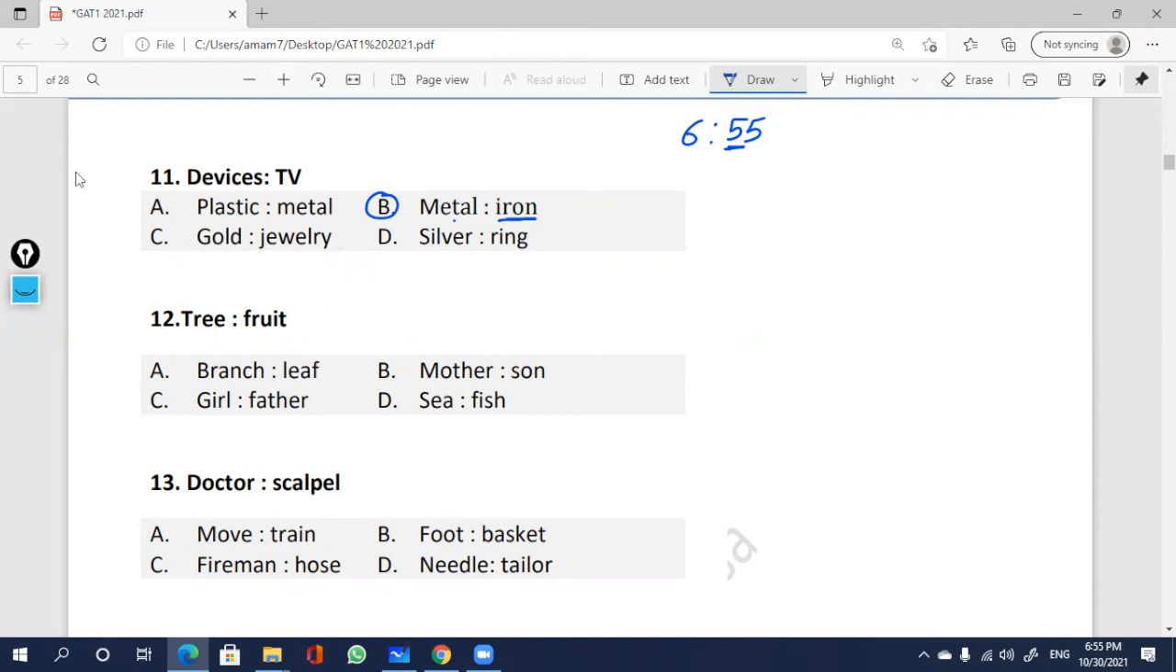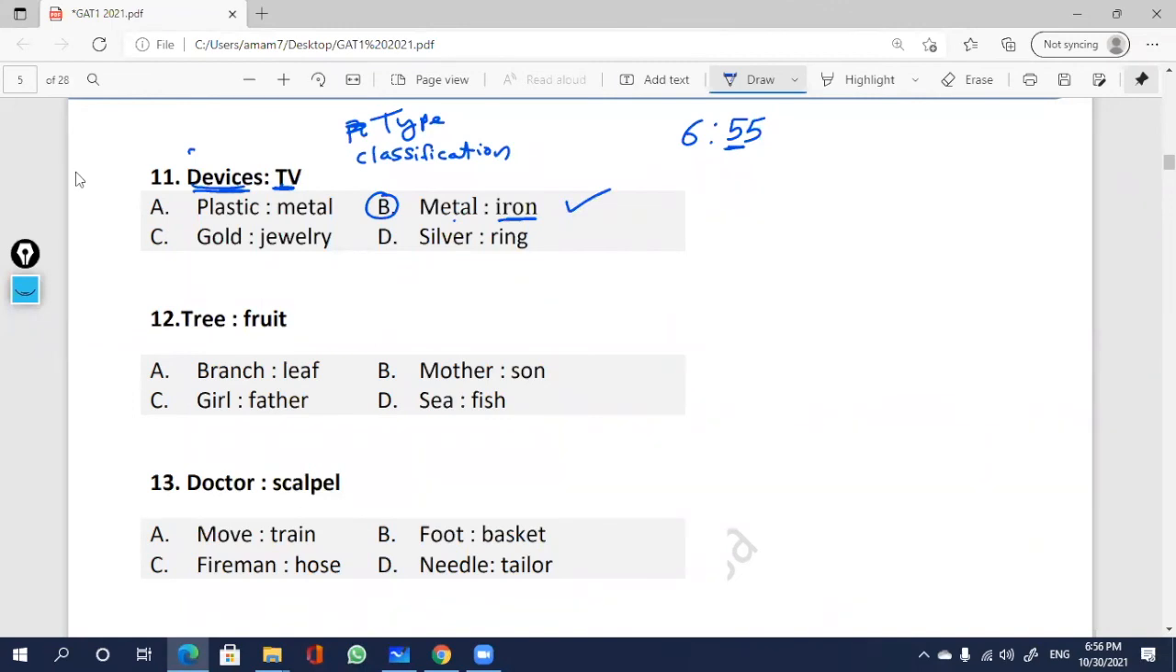So we have here type. We can say classification. We can say class, then or category, and then we have member. Okay, so the correct answer here is B. How about the next one?